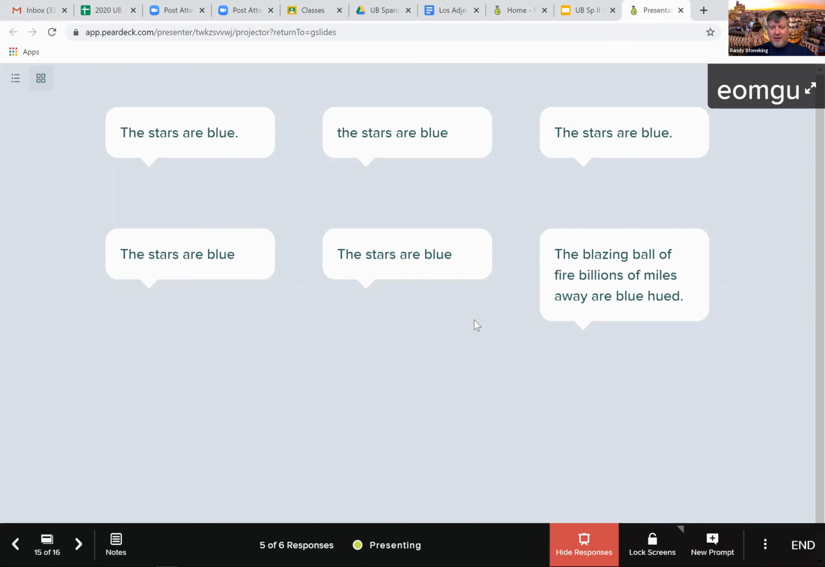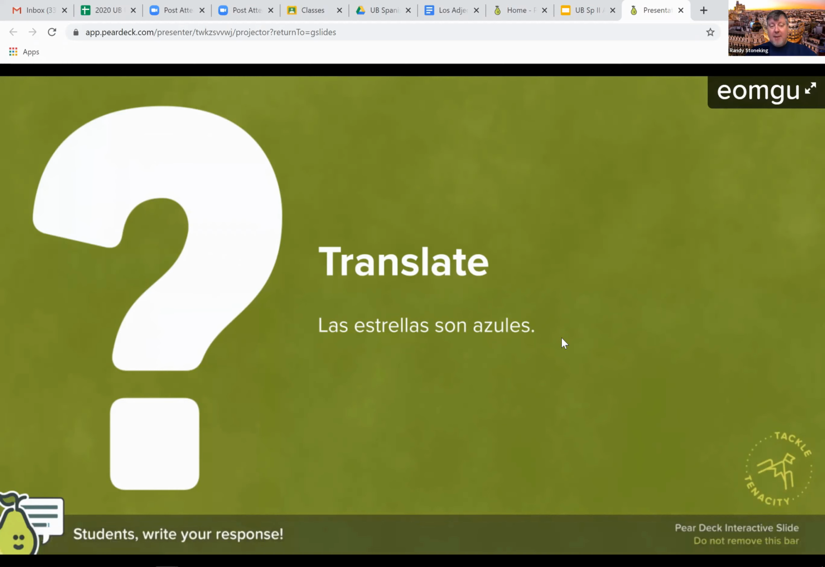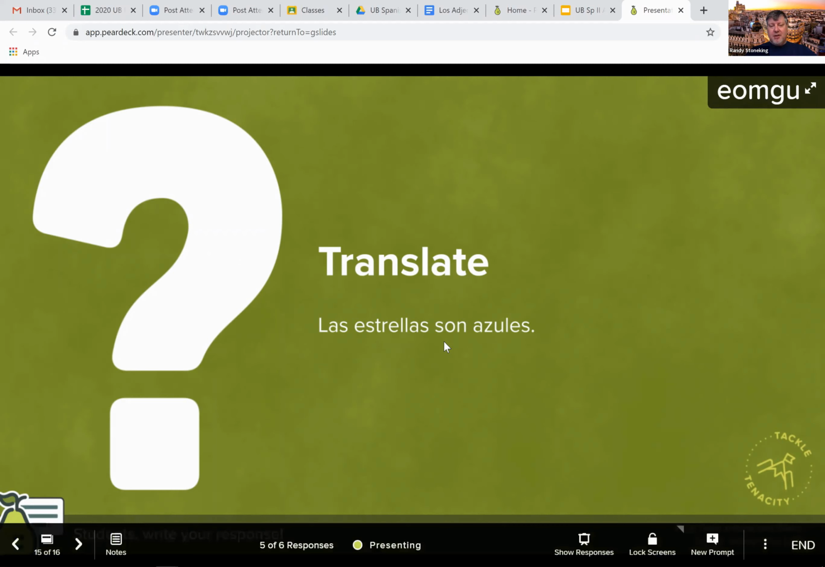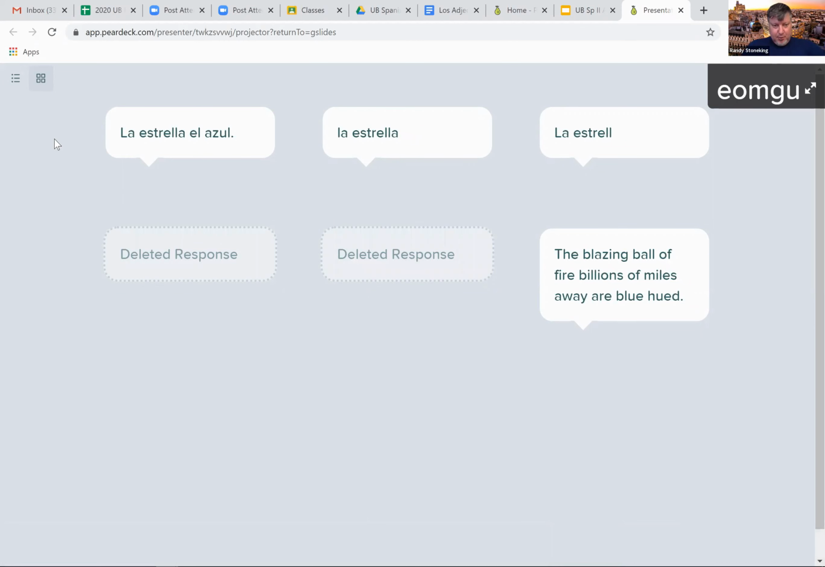Let's do the same thing that we did the last time here. So our original sentence there is las estrellas son azules. Now, I want you to go back and change your answer, but this time we're not going to translate. What would happen if we're talking about one star instead of stars? We're saying the star is blue. How would that sentence change? Again, don't translate it. Just change the Spanish sentence so that it says the star is blue. How would we do that? Let's throw your responses in so you can see what people are doing.